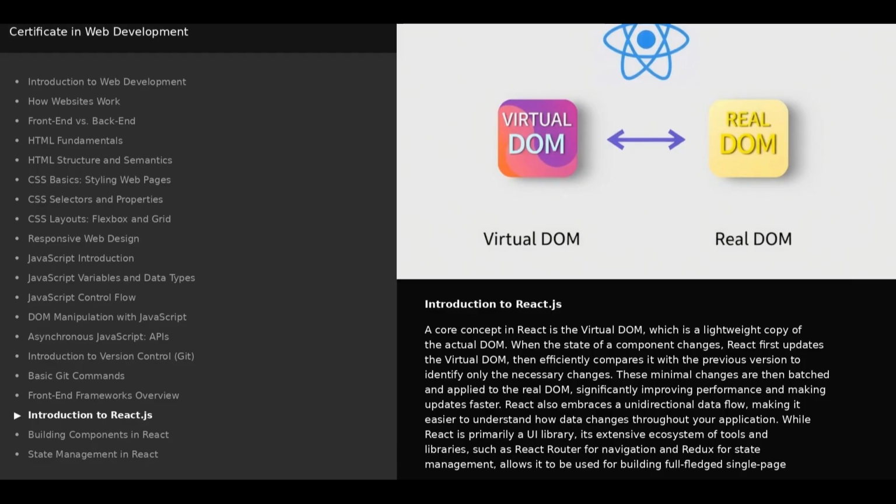React also embraces a unidirectional data flow, making it easier to understand how data changes throughout your application. While React is primarily a UI library, its extensive ecosystem of tools and libraries, such as React Router for navigation and Redux for state management, allows it to be used for building full-fledged single-page applications. Learning React is a highly valuable skill for modern web developers, opening doors to building powerful and scalable web experiences.